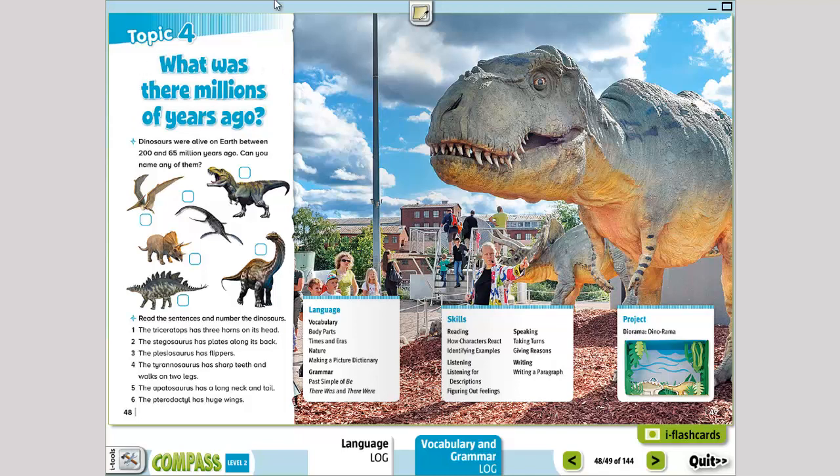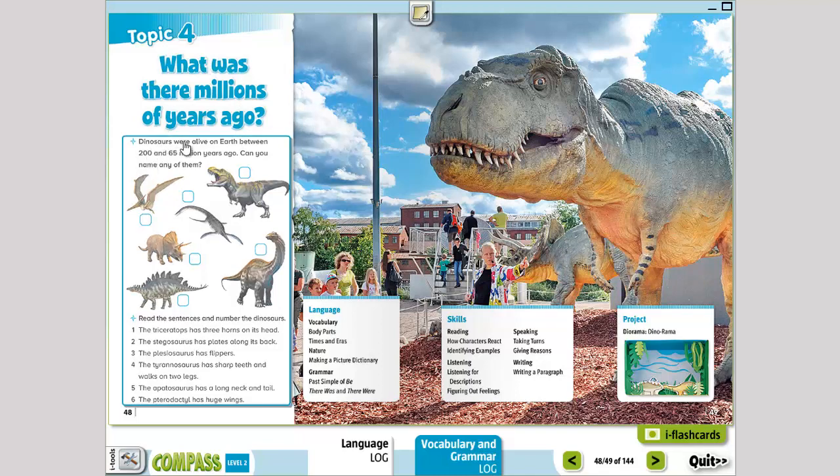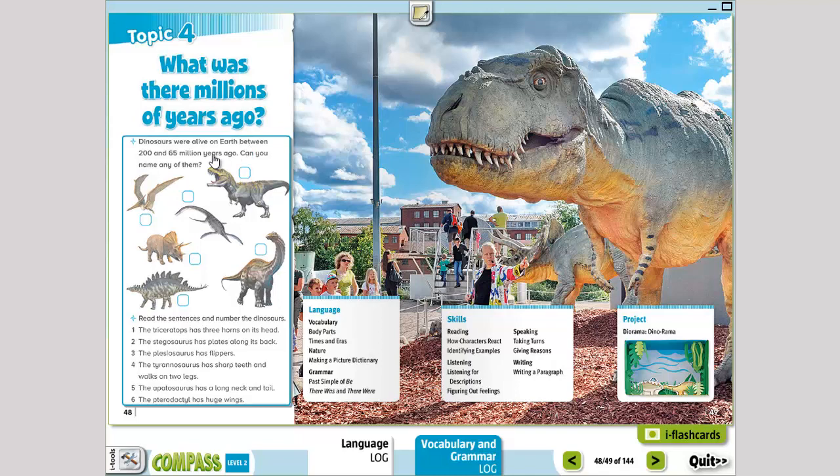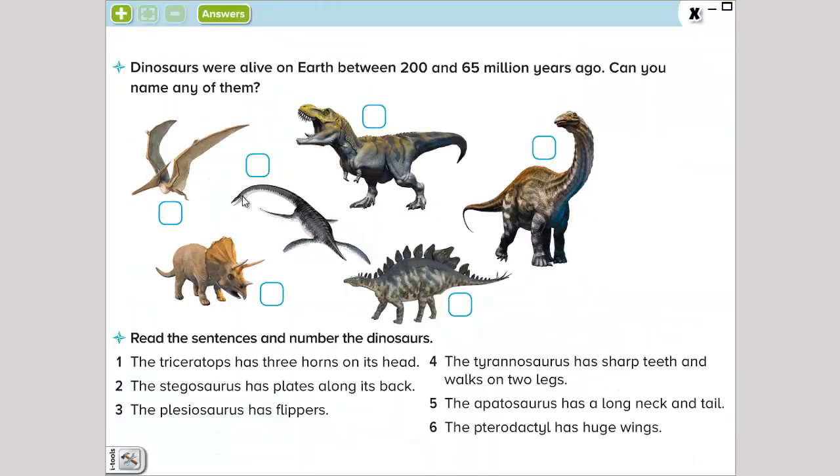What do we have here? It says, topic 4. What was there millions of years ago? ¿Qué había hace millones de años? Los dinosaurs were alive on Earth between 265 million years ago. Can you name any of them? Los dinosaurios estuvieron vivos en la Tierra desde hace 200 a 65 millones de años. ¿Pueden nombrar alguno de ellos?